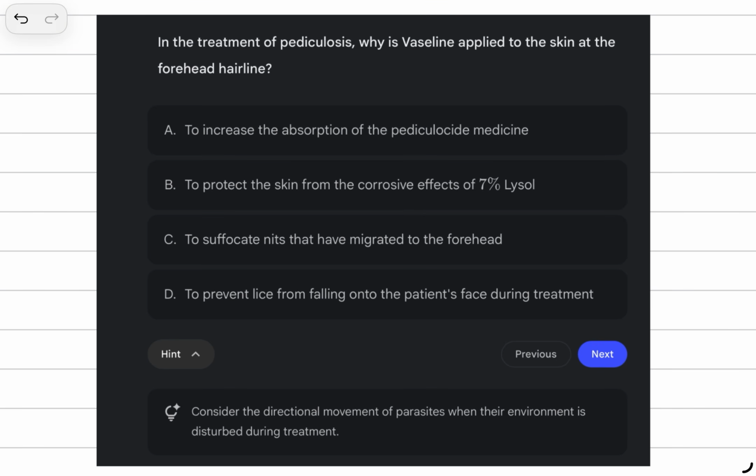So what is the question they are asking? Why are we using the Vaseline? They are asking that question. So you need to tell the answer. Option A, it will make the absorption more. Is that the answer? Option B, it is saying it will protect from the corrosive effect of the Lysol. Is that the answer? Option C, it is saying that this Vaseline will suffocate the lice. Or option D, it is saying that it will prevent the lice from falling onto the patient's face. Which one is the answer? C.